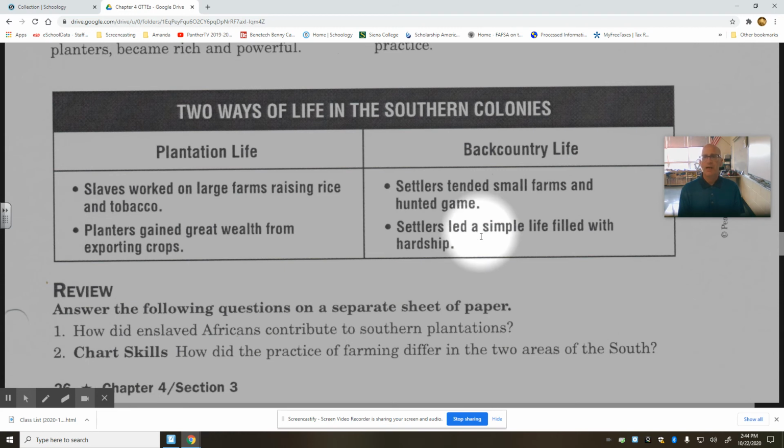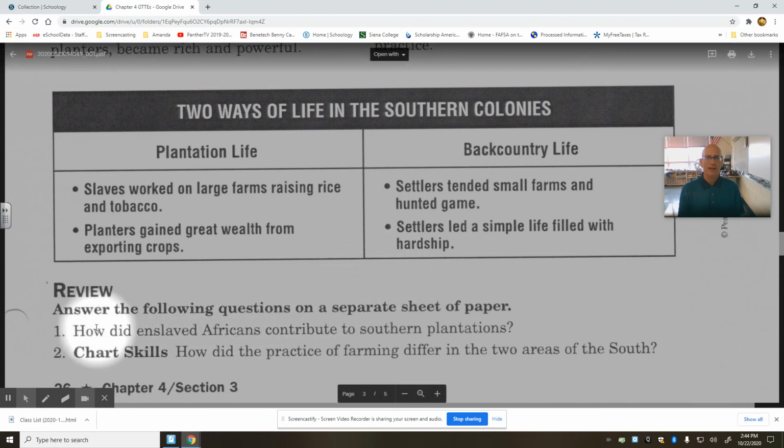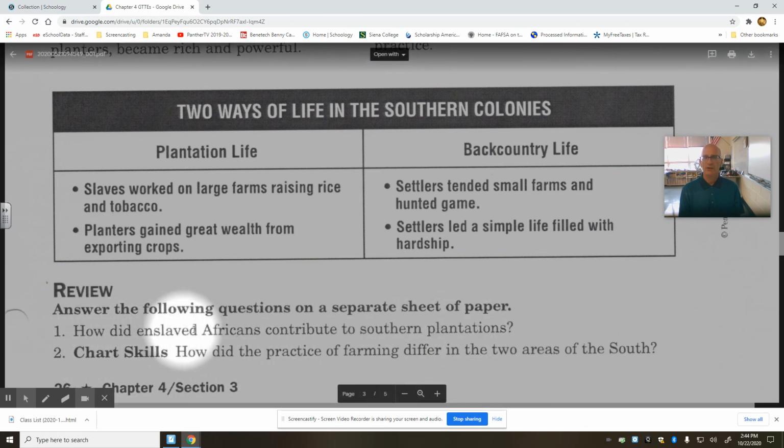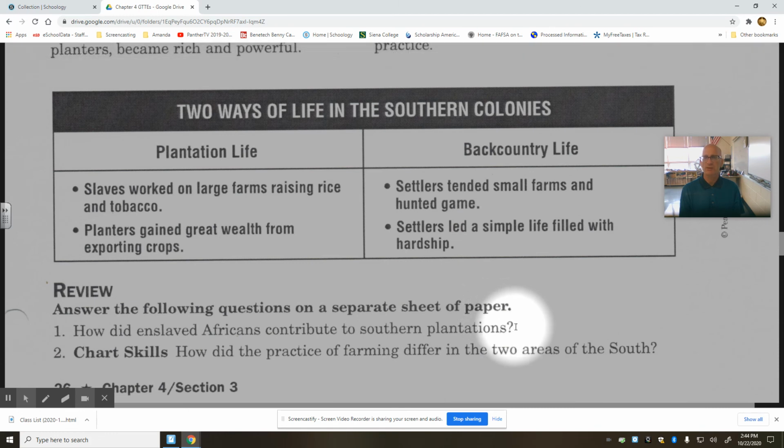All right. Looking at the two questions that we are addressing in this mini lecture, we've got question one: how did enslaved Africans contribute to Southern plantations? I'll give you a moment to stop and look at the reading to formulate your response to that question. I'm certain that the response can be found in the reading. So take a moment and do that now.